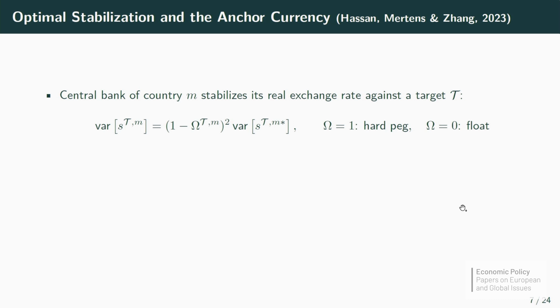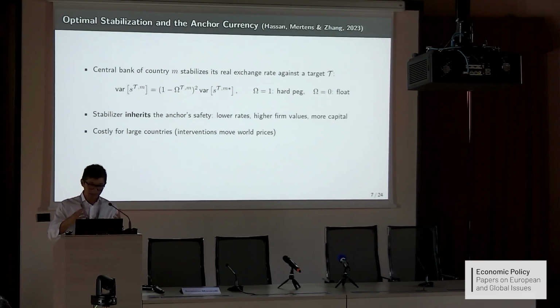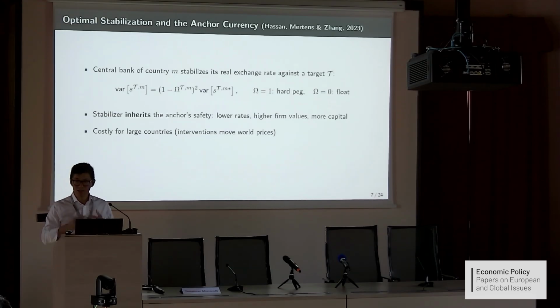Well, in this earlier paper, we show that there are both positive implications as well as normative implications. The positive implications are that if you do stabilize your currency to an appropriate large target currency, you do import some of those risk properties, the safety properties of that larger currency. And that leads you to have lower interest rates and higher firm values, and it will attract capital investment from abroad.